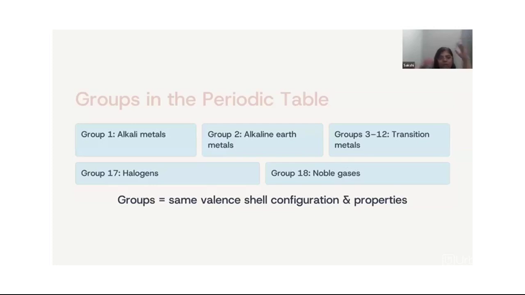Let us move forward. Basically, these are different names that have been given to these groups. Group 1, we call them the alkali metals, right? Group 2, we call them the alkaline earth metals.